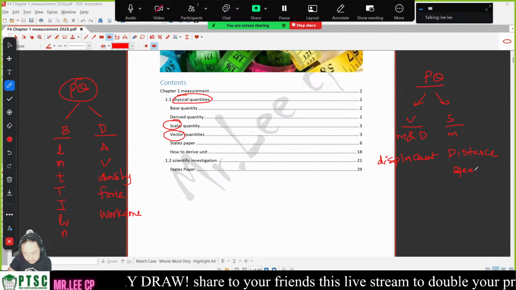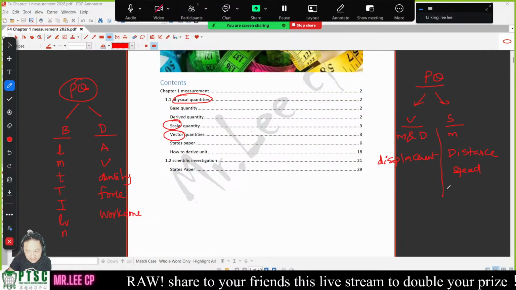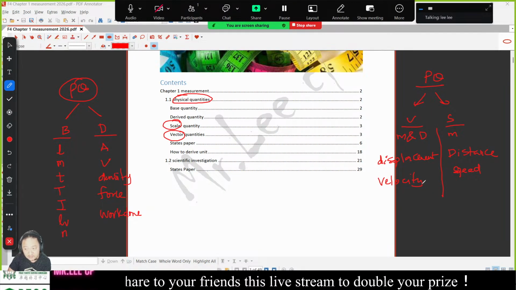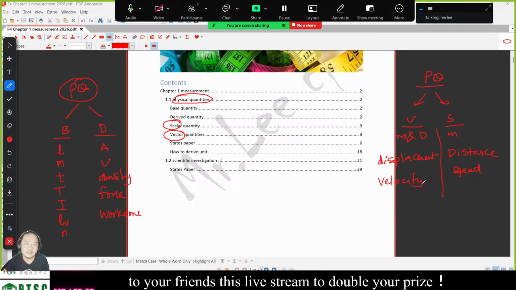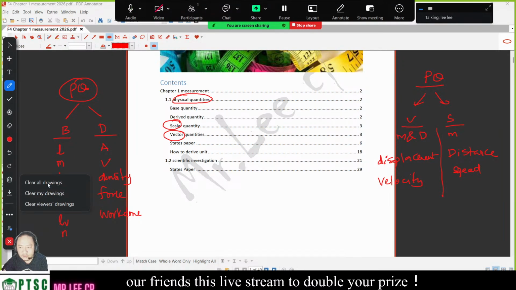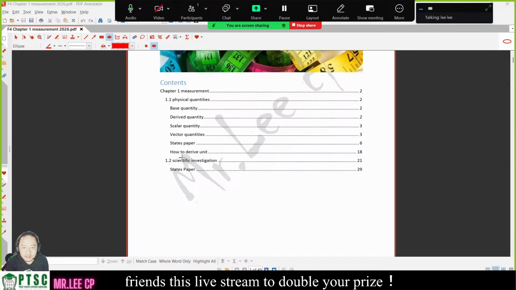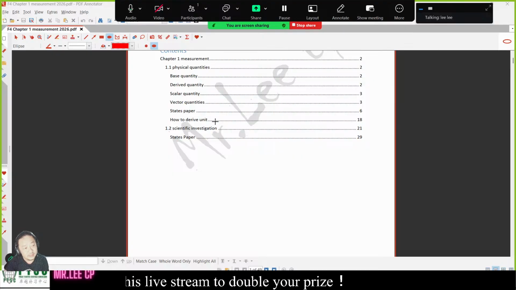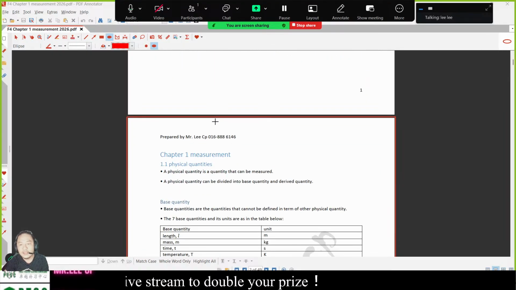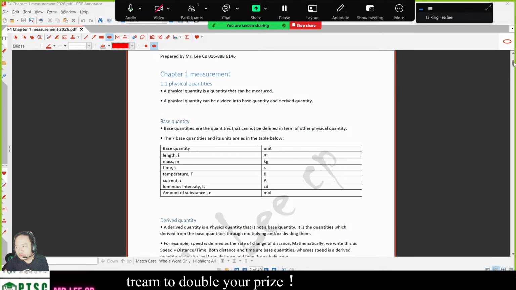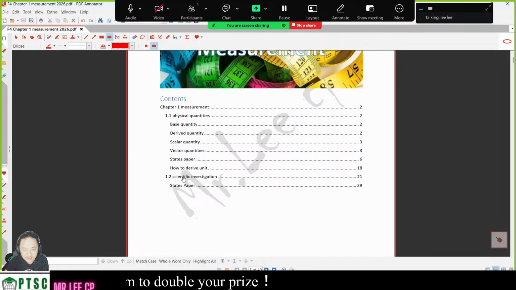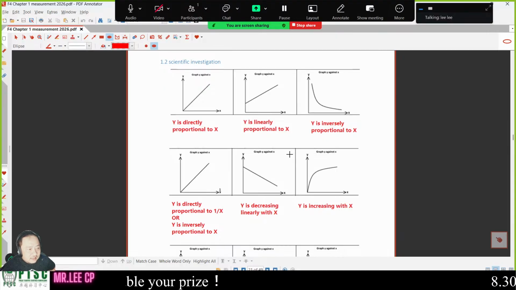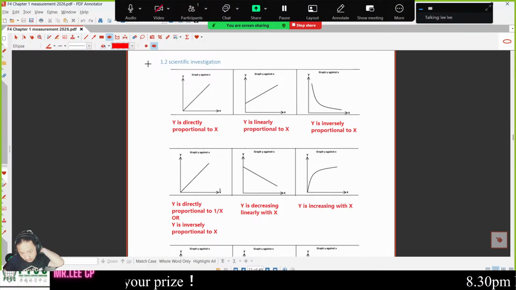Speed is scalar, right? Velocity is vector. Not only this, there are many others. Hopefully you still remember. And then lastly, I taught you how to derive the unit. Hopefully you still remember. And today we are going to move to the second part, 1.2 here, scientific investigation. So let's start our class on 1.2.